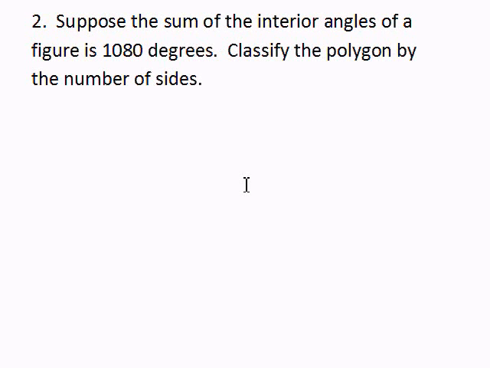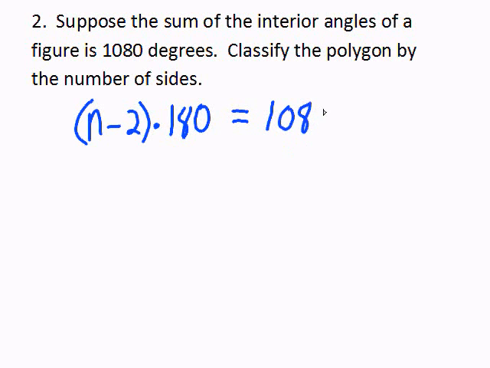Now the second problem is going to be the reverse of the previous one. It says, suppose the sum of the interior angles of a figure is 1080 degrees. Classify the polygon by the number of sides. Since we're talking about the sum of the interior angles, you know you're going to use the formula n minus 2 times 180, and in this case, n minus 2 times 180 is going to equal 1080 degrees.